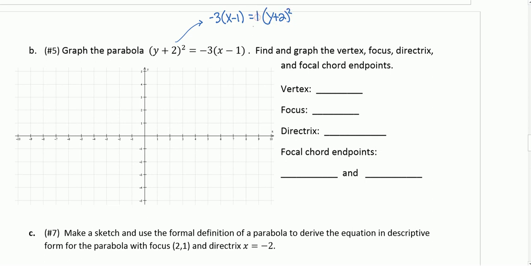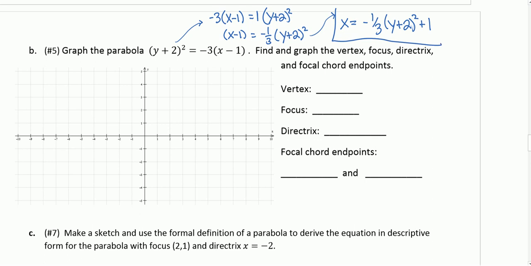There's an invisible 1 in front of the parentheses, so I'm going to divide by negative 3, and I get x minus 1 is equal to negative 1/3 times y plus 2 squared. And then I want x by itself, so now I'm going to add 1 to both sides. And so the equation I want is x equals negative 1/3 times y plus 2 squared plus 1.